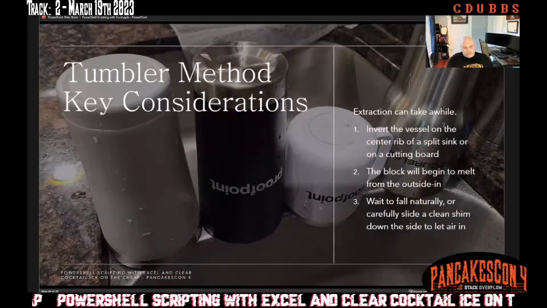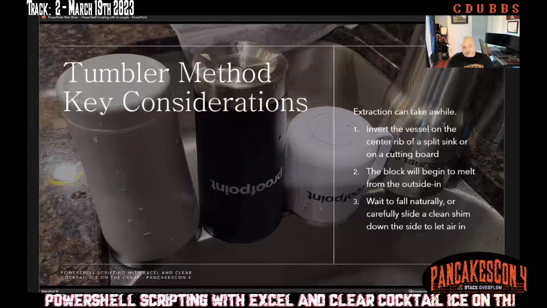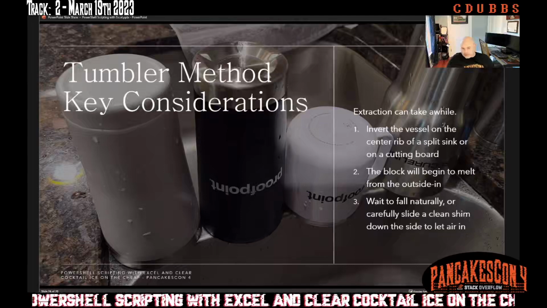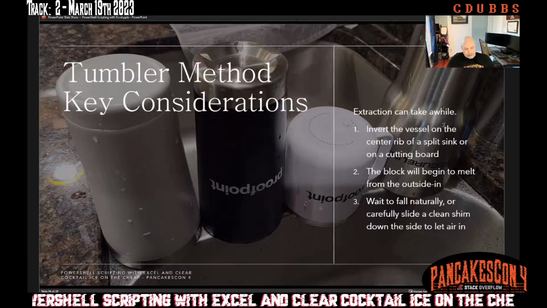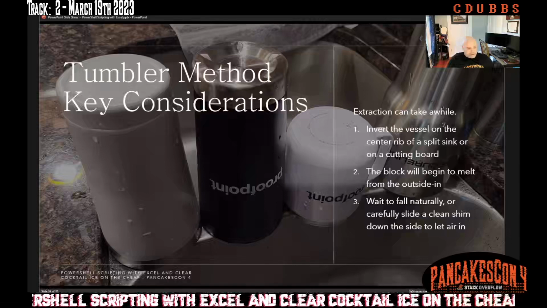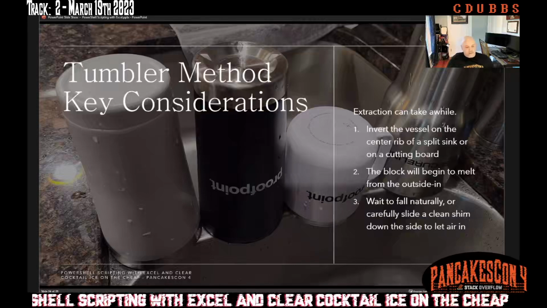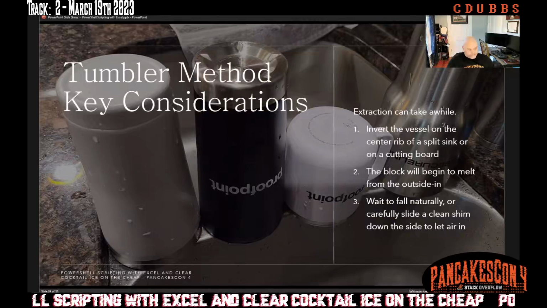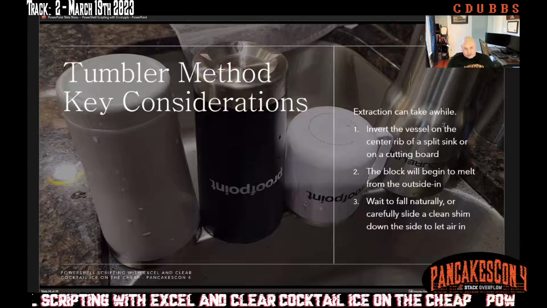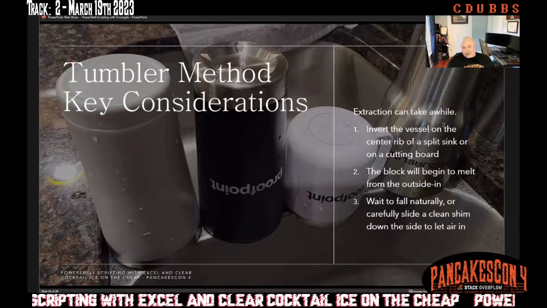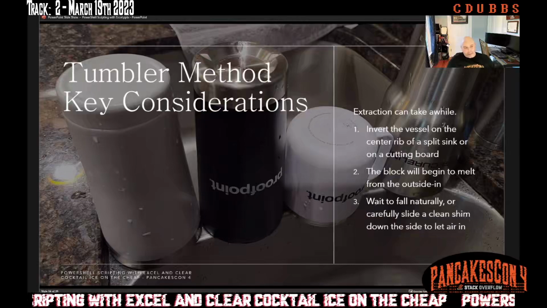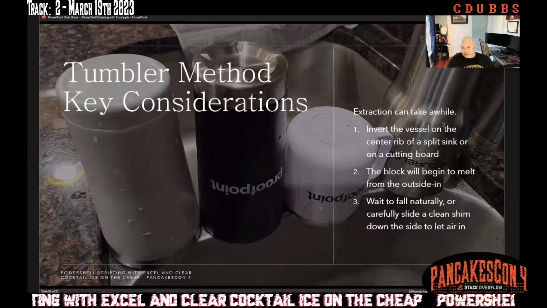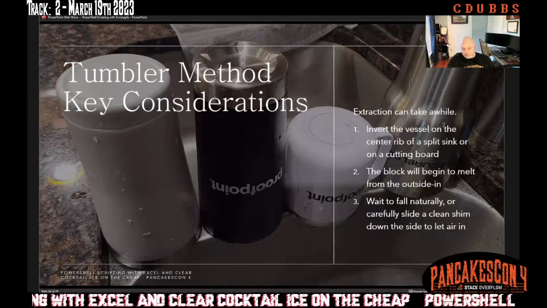So moving on to tumblers, the extraction can take a while. After you've frozen properly, you invert it on the center rib of a split sink. If you can do that, some of them are rounded, you can't do that. Some of them are single sinks, you can't do that. So you just put a cutting board in there. You just wait for it to fall naturally. It takes about an hour, and it will slowly melt up the sides to decrease the diameter of the cylinder that you've created.